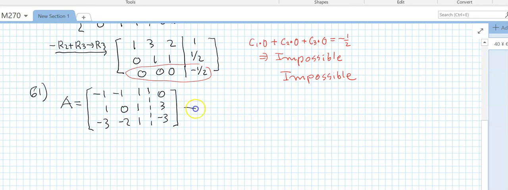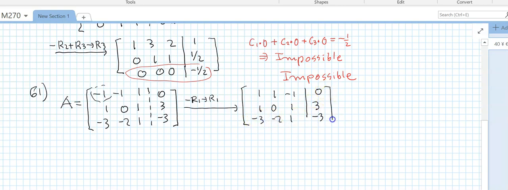Okay. Now, that is negative 1, but I simply do negative R1 goes to R1. So it is 1, 1, negative 1, 0, and then 1, 0, 1, 3, negative 3, negative 2, 1, negative 3. So negative R1 plus R2 goes to R2. So it is 1, 1, negative 1, 0, and then 0, negative 1, wait a minute, positive 2, and then 3.